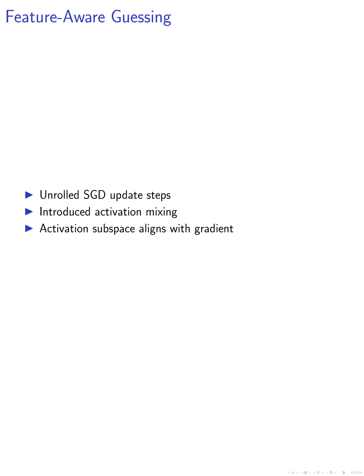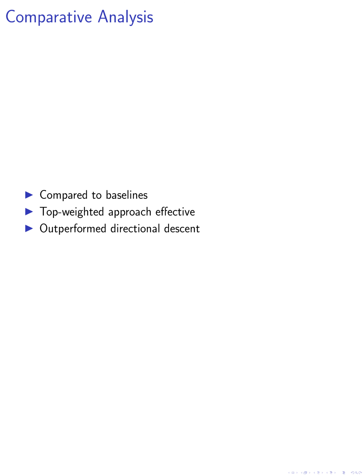By unrolling stochastic gradient descent, SGD, update steps, we demonstrated that activations and gradients approximately lie in the same subspace. We introduced activation mixing as a method to generate random vectors in the same subspace as the true gradient. Our research showed that the activation subspace is often well aligned with the gradient subspace across depths, widths, and training epochs. Our results were compared to directional descent and activation perturbation baselines.